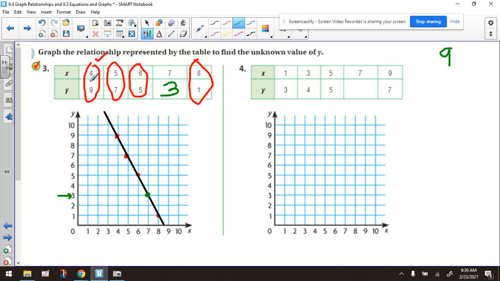And that makes sense, right? Because it looks like we're decreasing by 2 each time if we follow the pattern. Subtract 2, get 7. Subtract 2, get 5. Subtract 2, get 3. Subtract 2, get 1. So it does follow the pattern there.